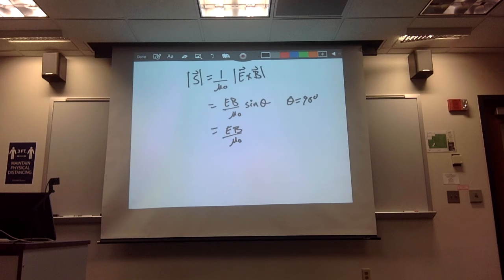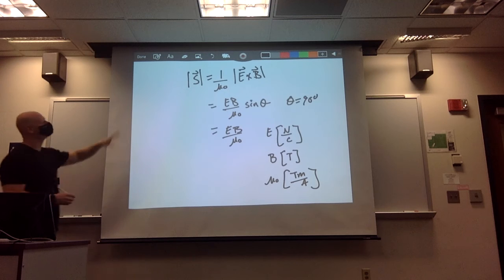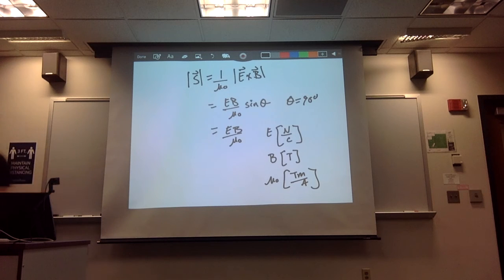Well, what is that? Let's look at our units and figure out what's going on here. Remember, our units of electric field are the original one we worked with, a Newton per Coulomb. We know a magnetic field has units of a Tesla. And finally, we know that the units of mu naught is a Tesla meter per amp. So let's use these and think about what the units are of this quantity called the Poynting vector.